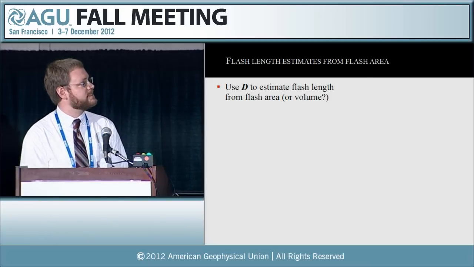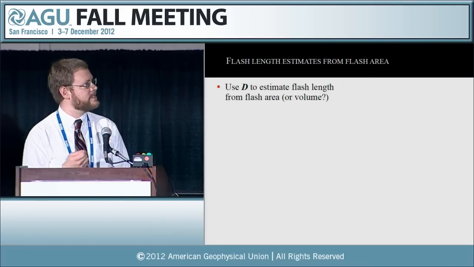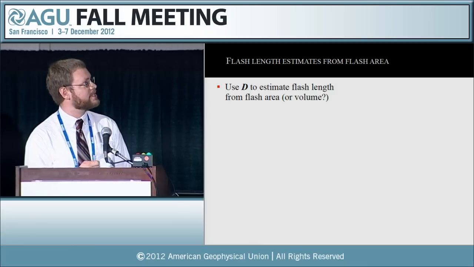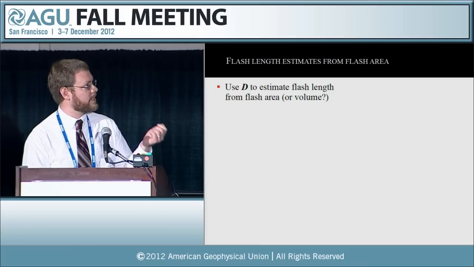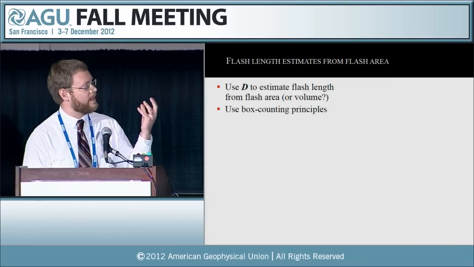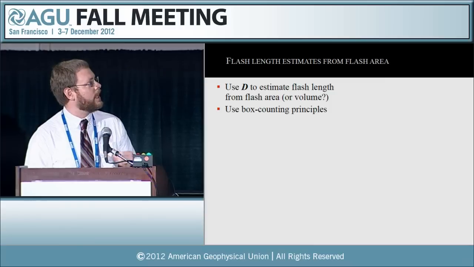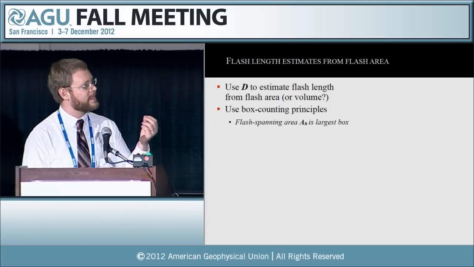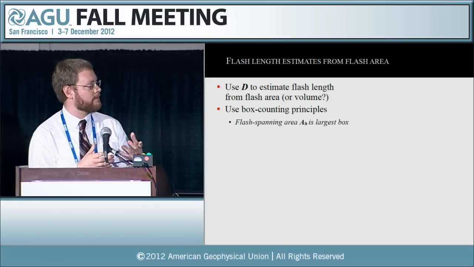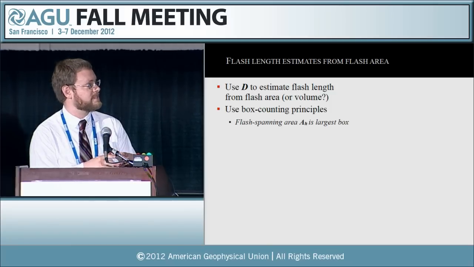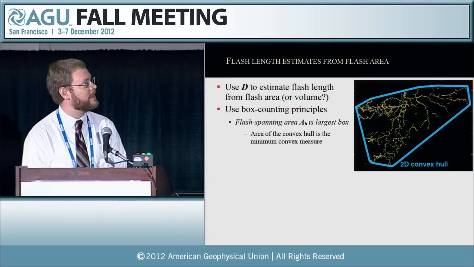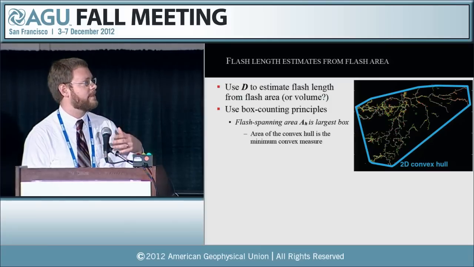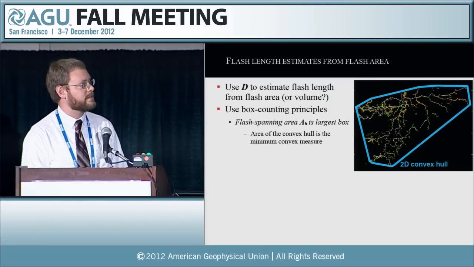All right, so the next step is we'll continue down this line of using the fractal property, and we'll look at flash length estimates using the flash area. We'll use the fractal dimension of the object, the way that the curve fills space, and some of these box counting principles to come up with a length estimate. So we'll take a flash spanning area as what determines our largest box size. There's a length scale, the square root of the area, associated with that. For our area measure, we'll take the area of the convex hull, which is the minimum area that covers the whole flash without having to make concavity decisions.